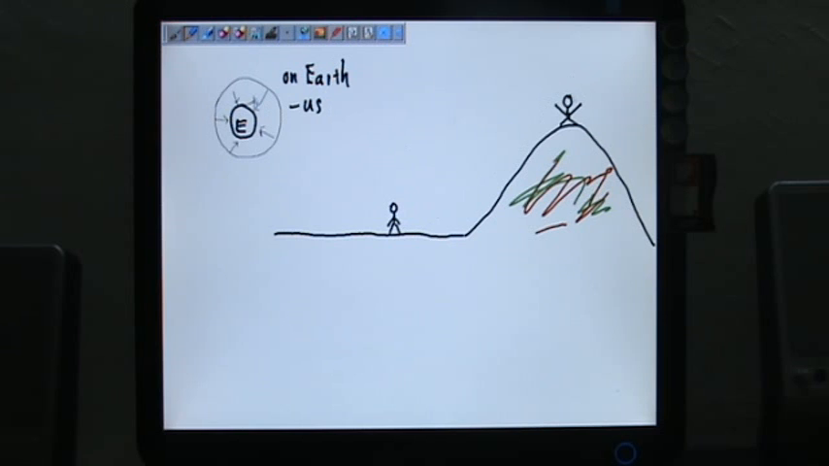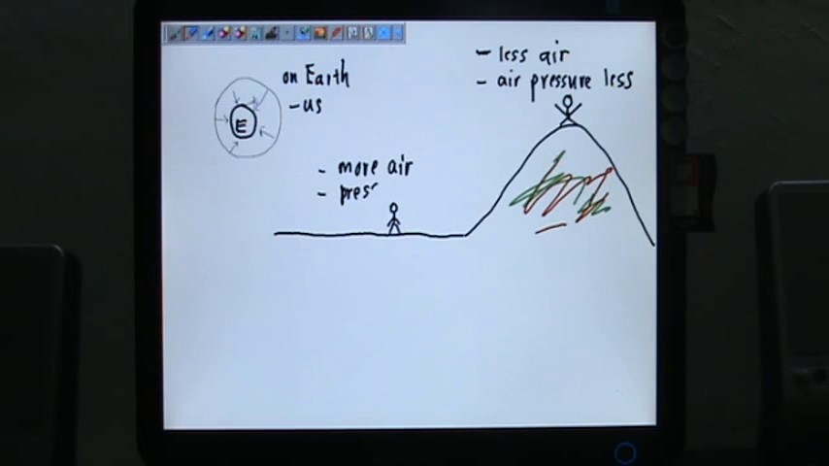So when you are standing at high ground compared with standing at low ground, one thing we need to know is that at such a high ground it has less air. If there are fewer air particles, the air pressure is less. Here there will be more air and the pressure is higher.